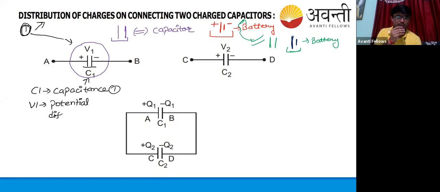So V1 is basically the potential difference across the plates of the capacitor.